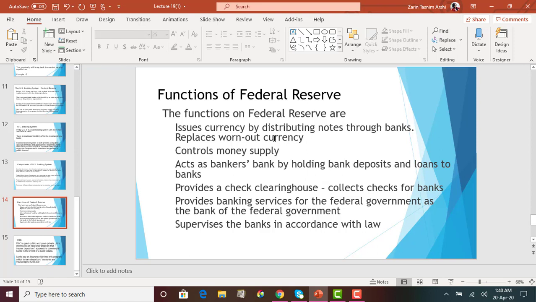So basically they are the ones who will issue the dollar bills and the coins, and they will distribute those notes through the commercial banks, and they also replace worn out currency. If something is torn, they will replace it with new currency.